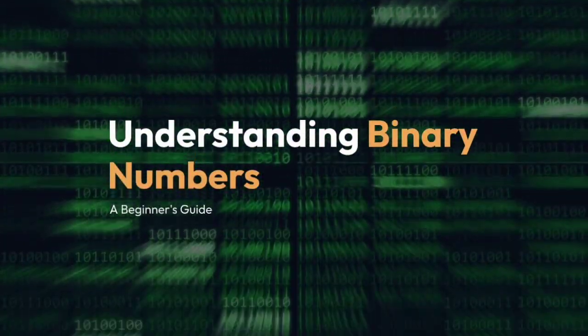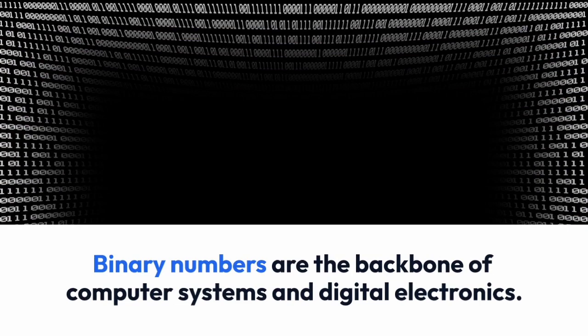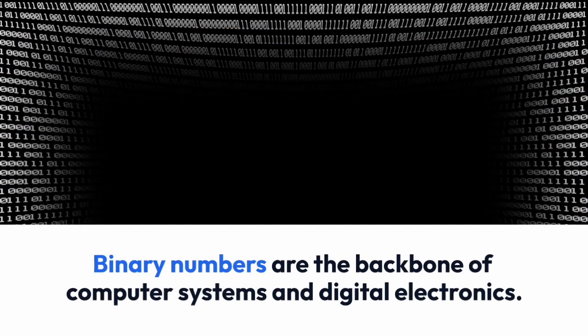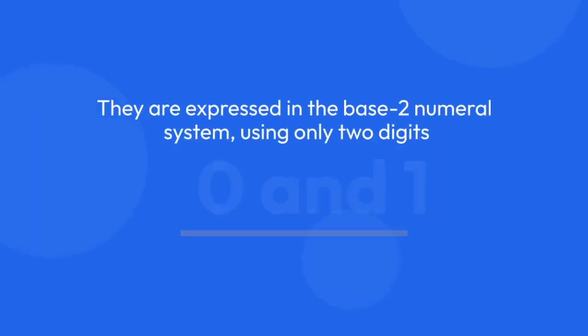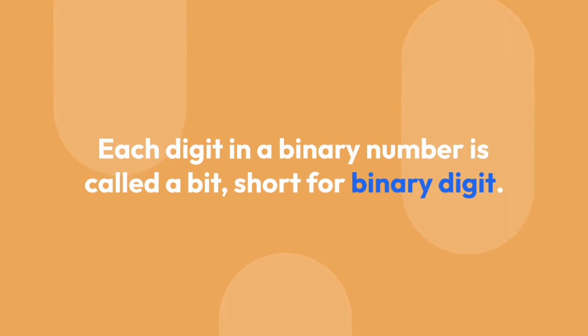A binary number is a number expressed in the base 2 numeral system, which is a positional notation system with a radix of 2. The base 2 system uses only 2 digits, 0 and 1, to represent all numerical values. Each digit in a binary number is called a bit, short for binary digit.